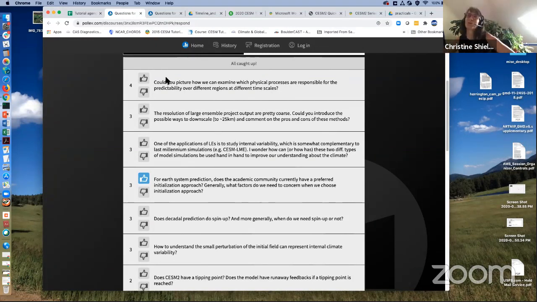So the first question here: could you picture how we examine which physical processes are responsible for the predictability over different regions and different timescales? Does someone want to start leading off the discussion?